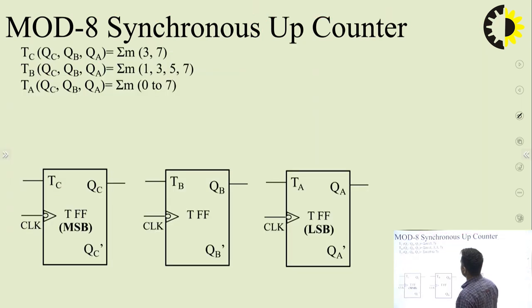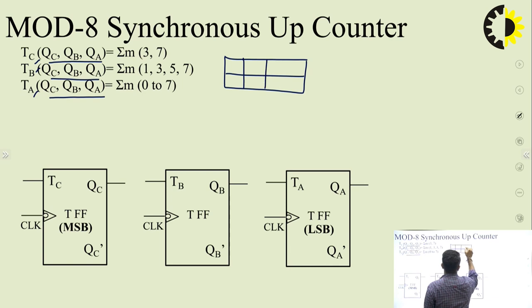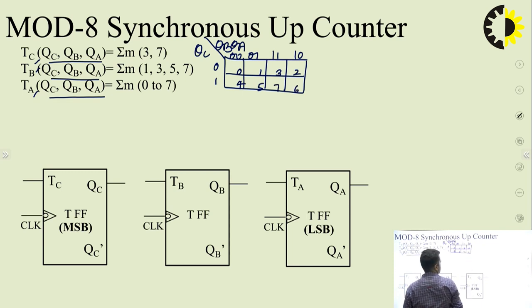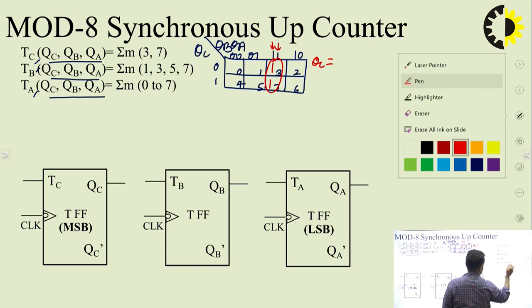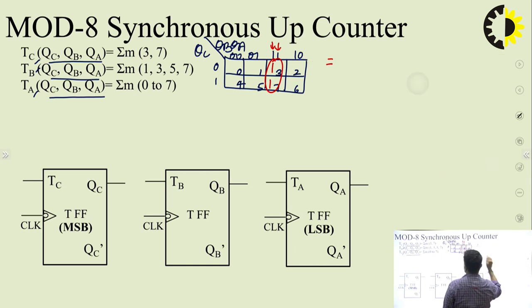Now the next step is to solve K-maps for TC, TB, TA as functions of the previous outputs QC, QB, QA. So let's solve the K-maps, preparing the K-map layout. QC, QB and QA, with the cells 0, 1, 3, 2, 4, 5, 7, 6. Let's fit these terms. Minterms 3 and 7 mean a pair will be there. So for the first K-map, TC is equal to QB QA.